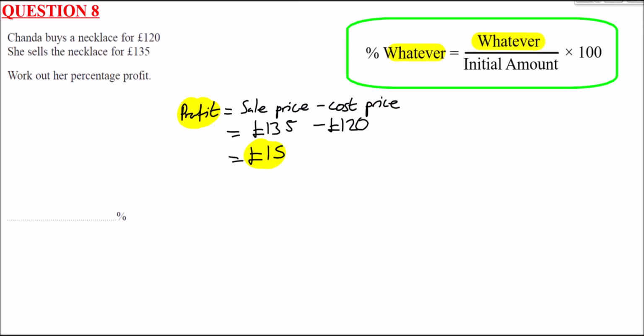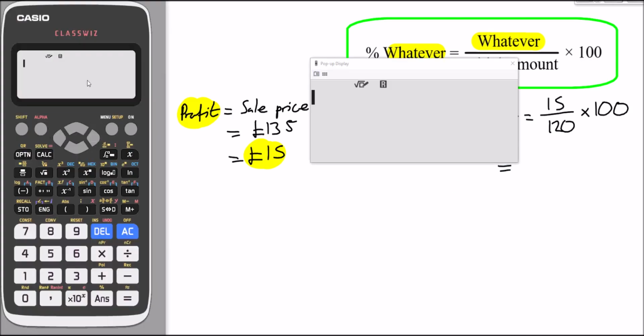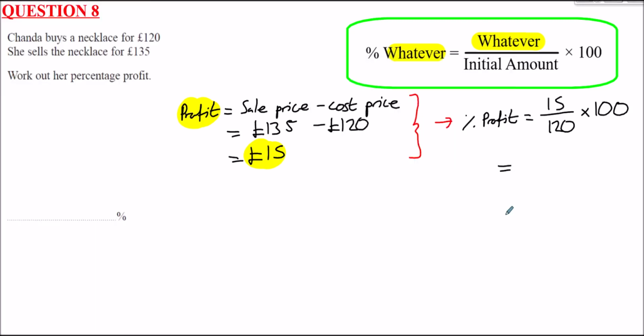So to go from the profit to the percentage profit, the percentage profit is the profit we've worked out from that first step, which is £15, as a fraction of 120, multiplied by 100. On the calculator, 15 over 120 multiplied by 100 should give us 12.5. In other words, 12.5%. And that's our final answer for question 8.